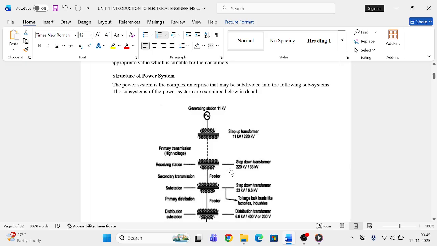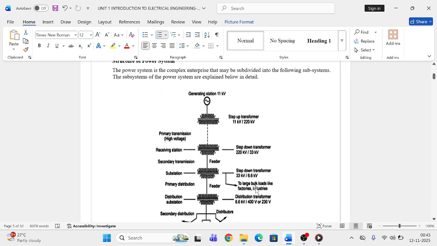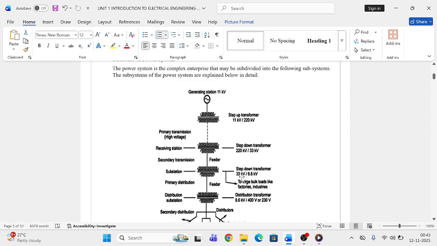At the receiving station, step down transformer is used. This step down transformer steps down the voltage from 220 kilovolt to 33 kilovolt. After that the power is transmitted through secondary transmission line to the substation. At the substation, step down transformer is used. In this, the step down transformer steps down the voltage from 33 kilovolt to 6.6 kilovolt.